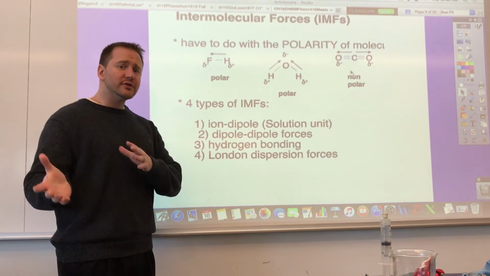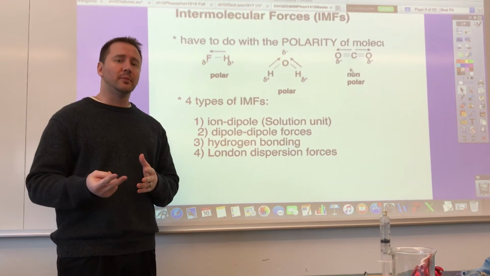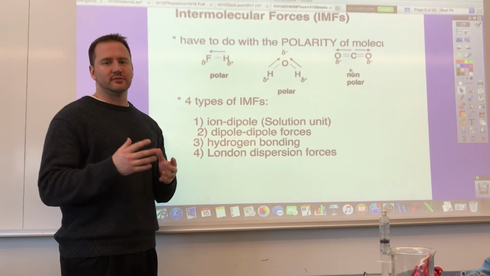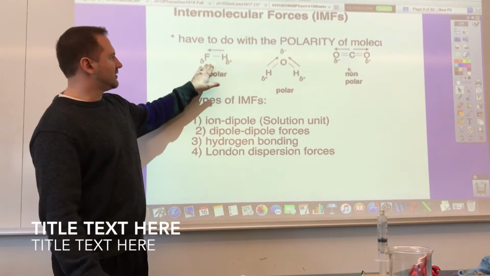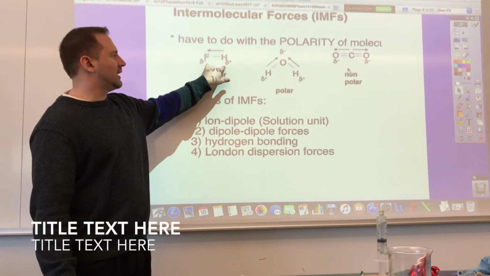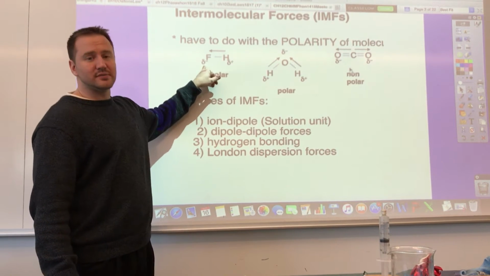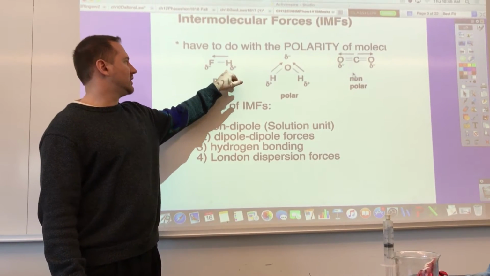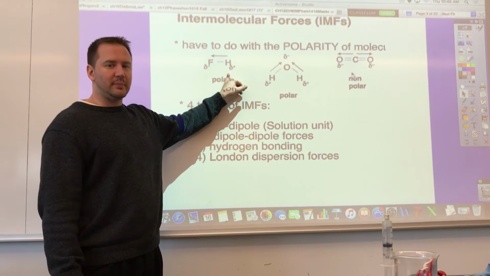To determine whether or not a molecule is polar, you have to look at two things: the type of bonds that exist and the molecular shape. If we're looking at these three up here, this is a linear molecule. We have two different elements, hydrogen and fluorine. Fluorine has a substantially higher electronegativity than hydrogen. The bigger the difference in electronegativity, the more polar that bond is.